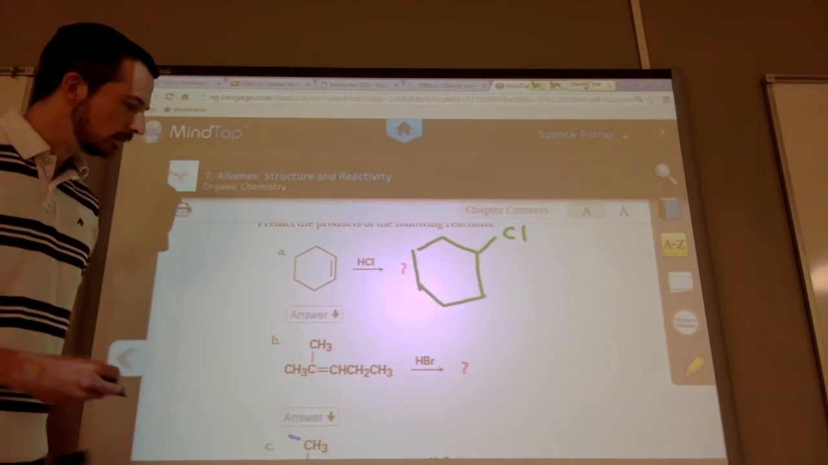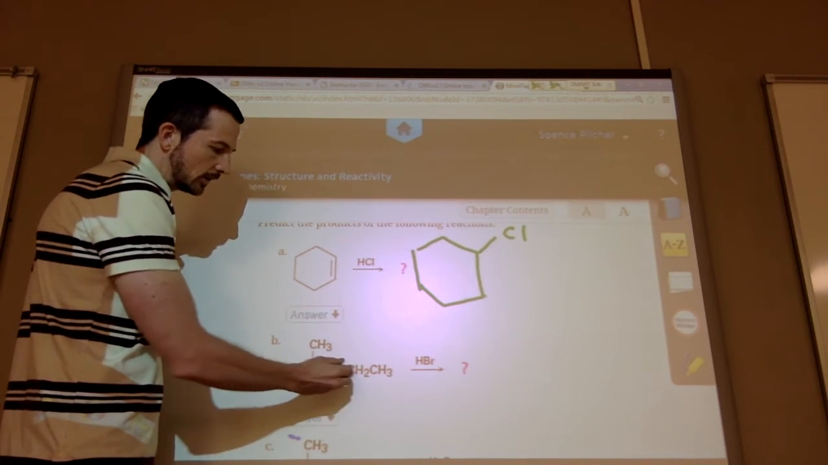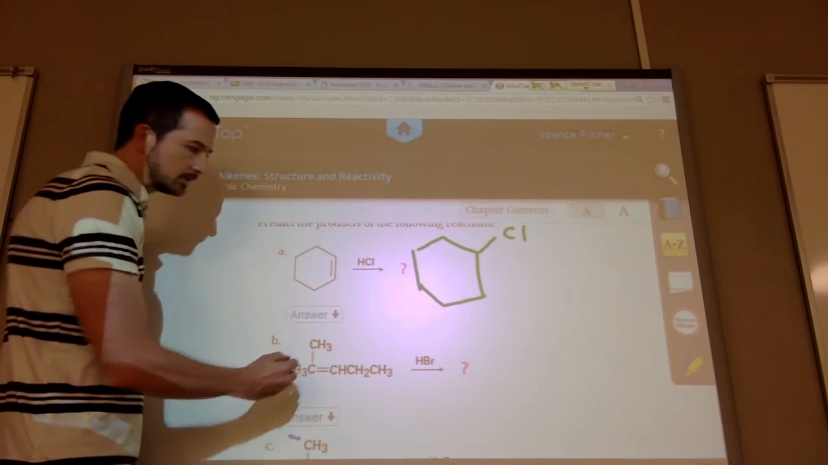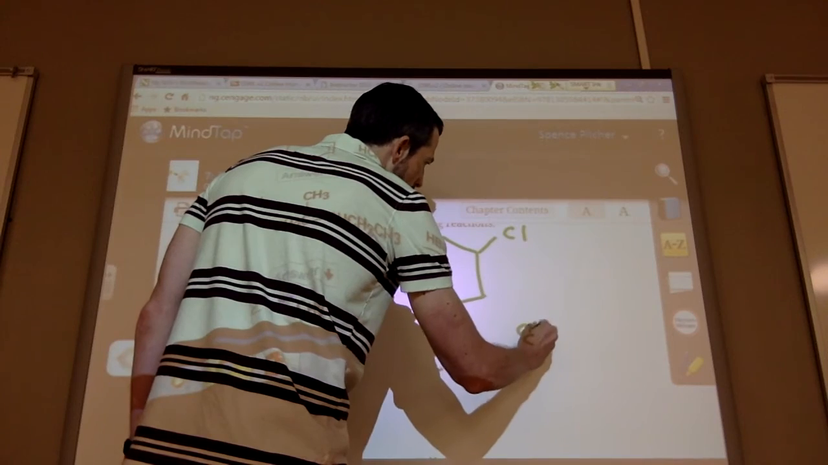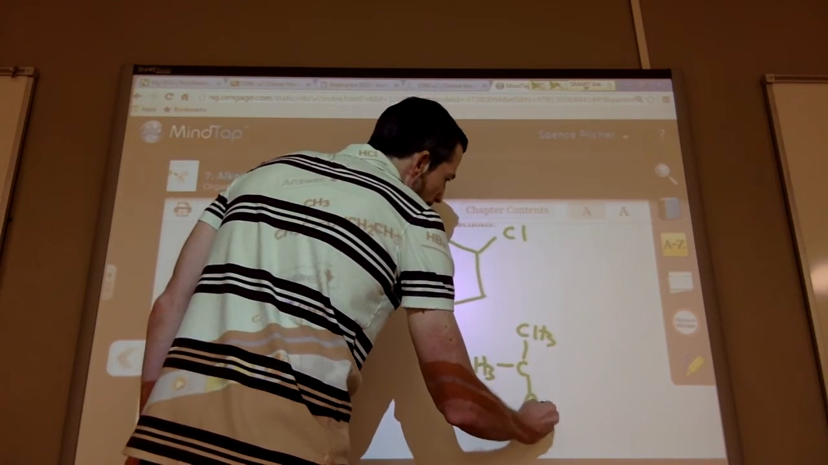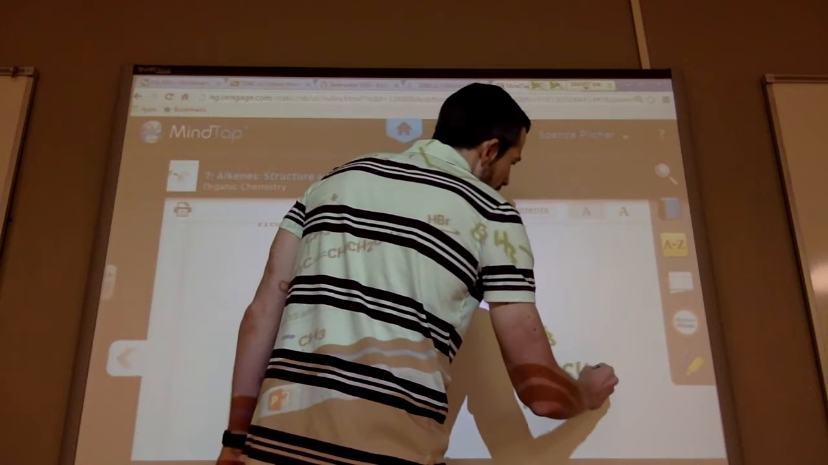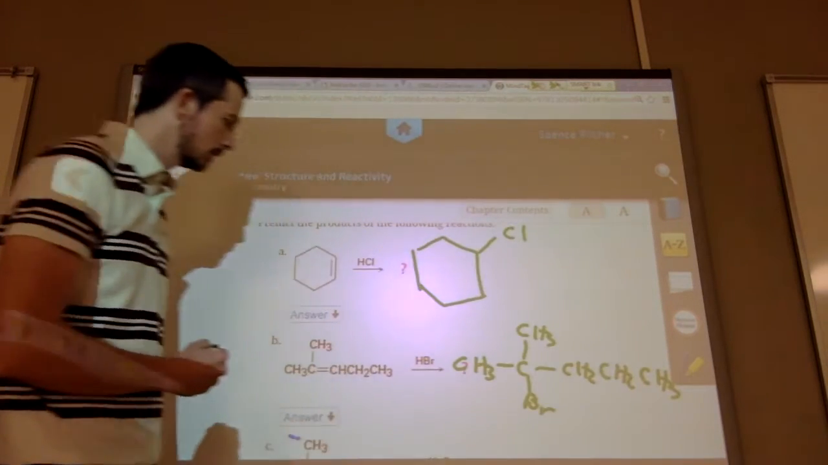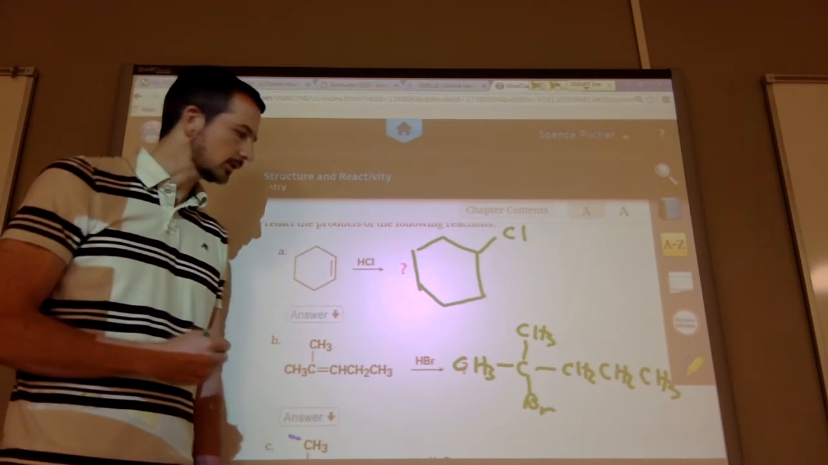On this next one, this carbon is attached to 3. This carbon's only attached to 2. So my bromine will attach to that most substituted position. So hydrogen's the least substituted position, bromine most substituted position.